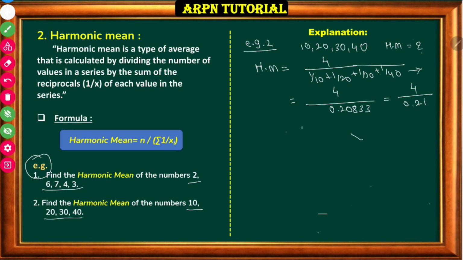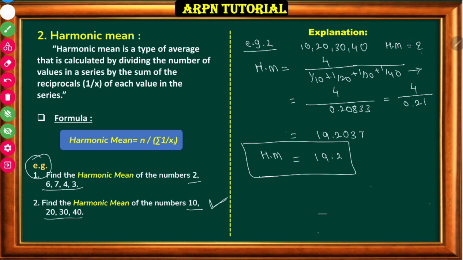I can consider it as 0.021, and then we have the value as 19.20. 19.2037, it means 19.2. Okay, this is the second example. This is the solution for the second example.